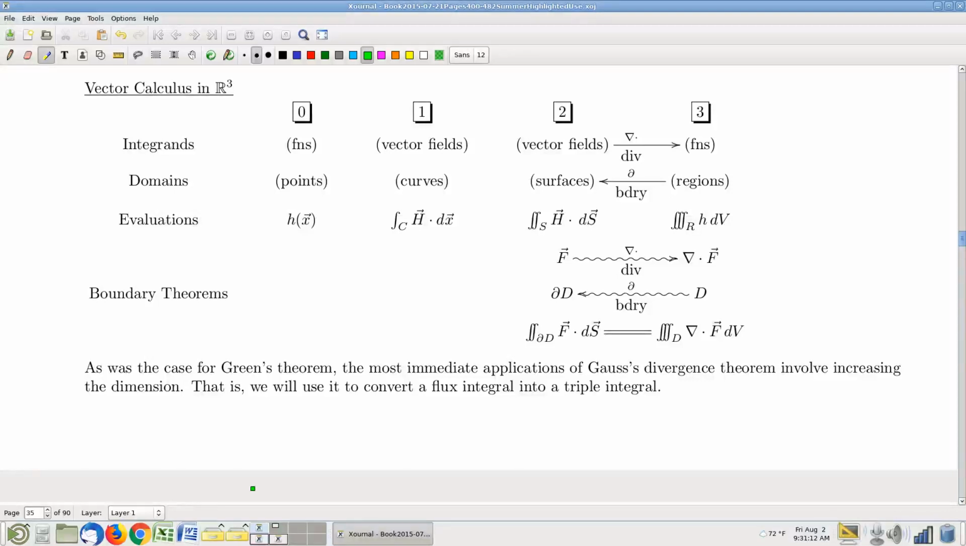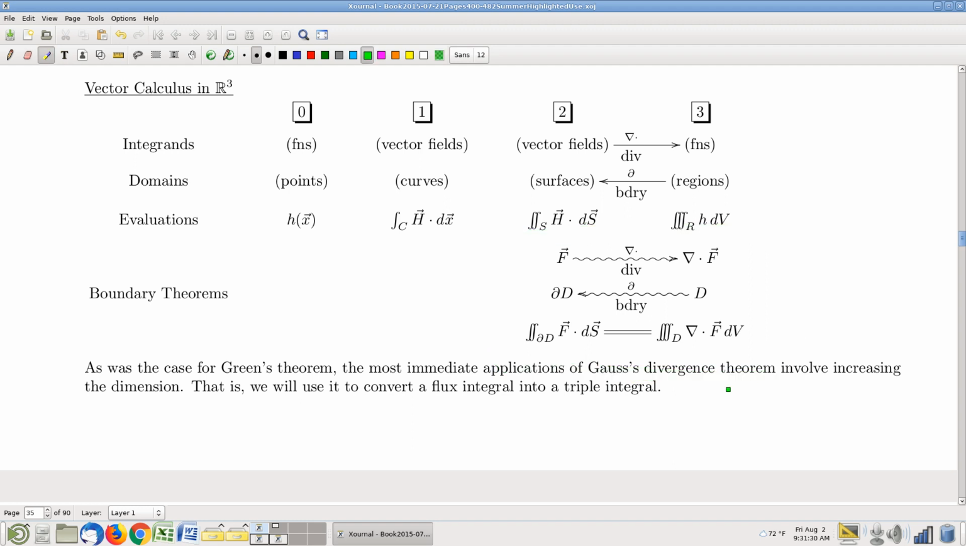Okay, so here's where we were last time. We were talking about Gauss's divergence theorem. Here it is. Right now I've got the theorem represented here on our diagrams, our developing diagram. Our diagrams keep growing, getting bigger and bigger.